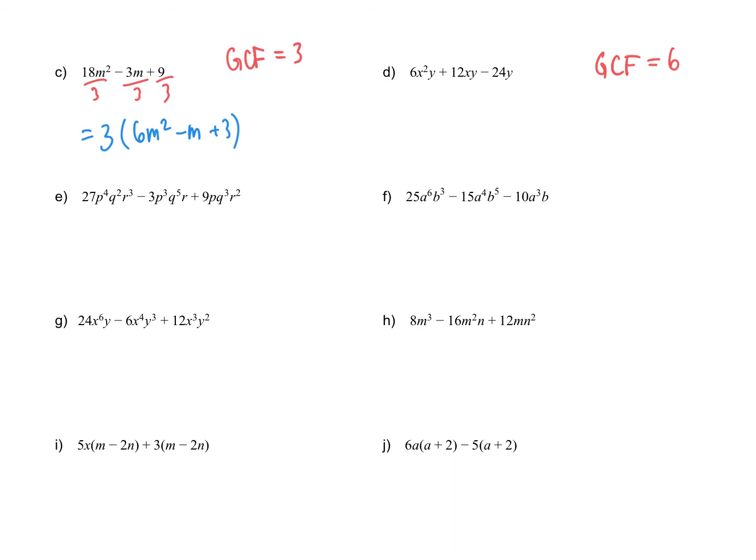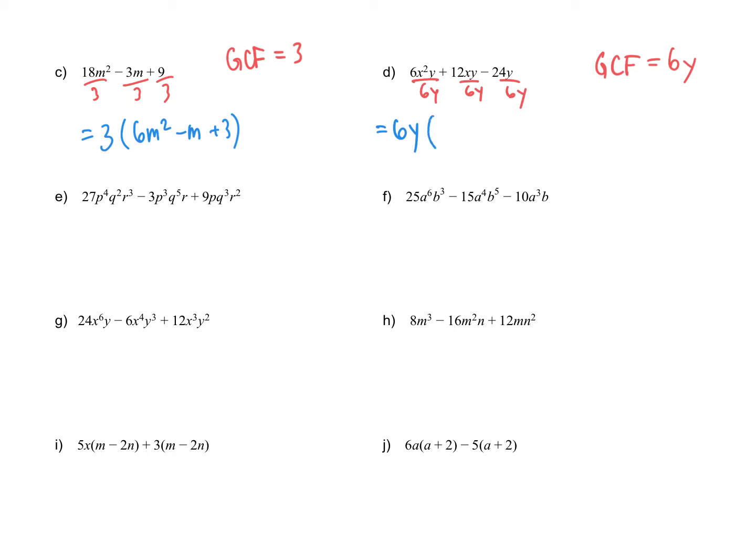And then I look at my variables individually. So I see I have an x, I have x squared, x, and the last term doesn't have an x. So I can't factor that out. But they all have a y. So my greatest common factor is 6y. And we can just divide each term by 6y.